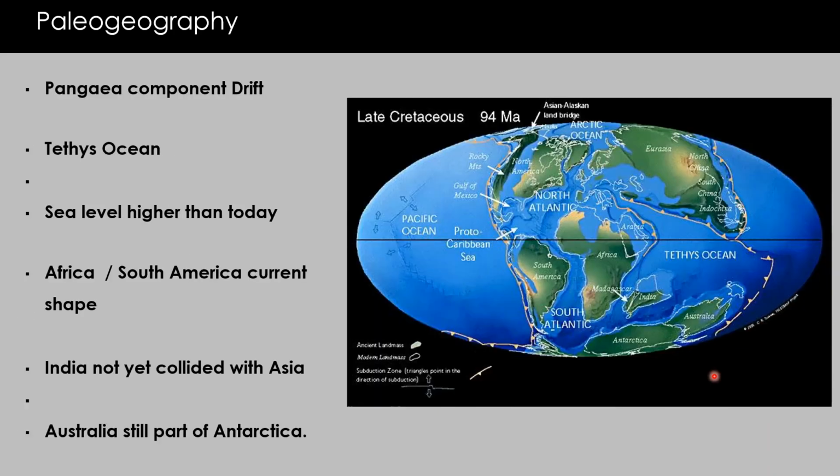In terms of paleogeography, Pangea started to drift at that time. Of course, there was the famous Tethys Ocean, which was separating land masses in the south and in the north. It's worth noting that the sea level was significantly higher than today. Africa and South America were having their current shapes. If you were in India at that time, you would probably be living on an island. And if you were in Australia, you would feel a little bit cold because you were still part of Antarctica.